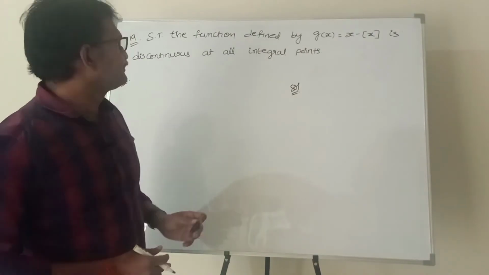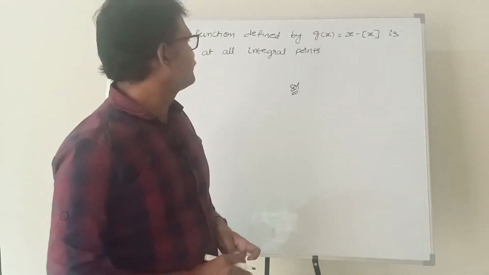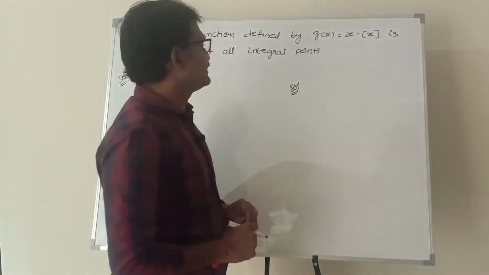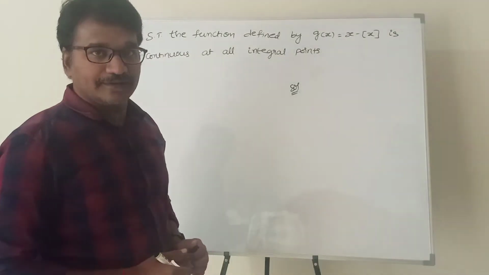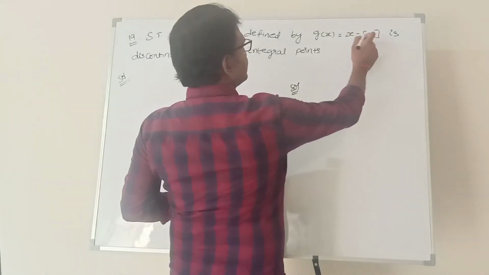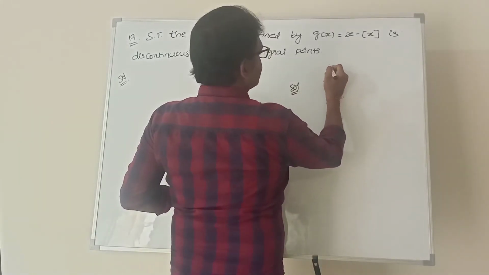Next problem. Show that the function defined by g of x equal to x minus step x is discontinuous at all integral points. Here x minus step x is there. Step x.